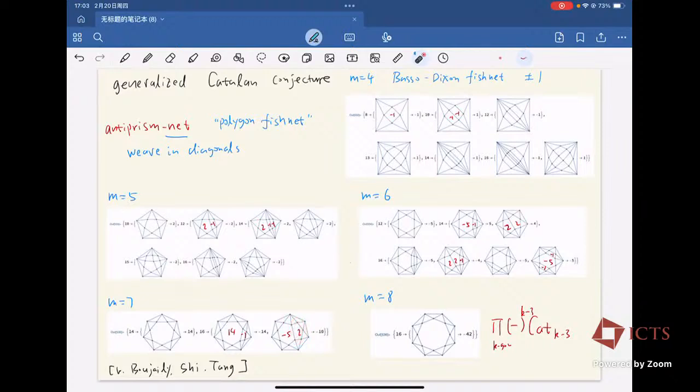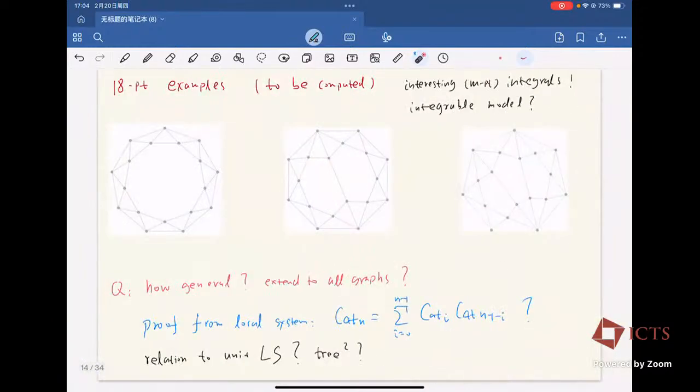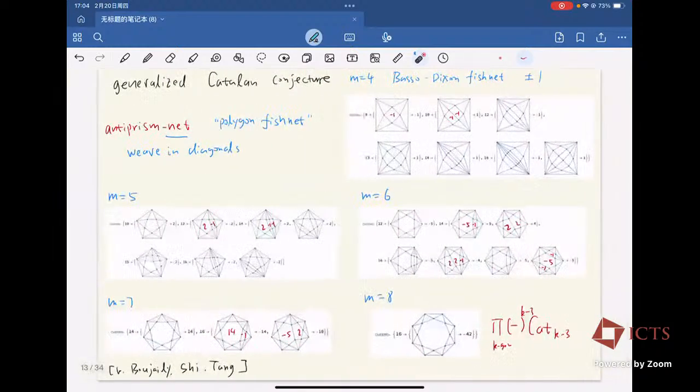So this is a very beautiful conjecture. We now say that not only the original antiprism, but their common generalization with fishnet, we conjecture them to have this coefficient. And I'll give you some exercise. These are some interesting examples appearing at 18 points. You can tell me later what are the coefficients of these just by the rule I just told you.